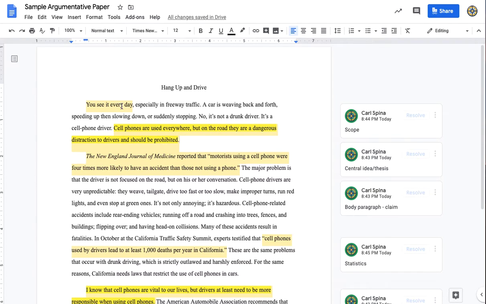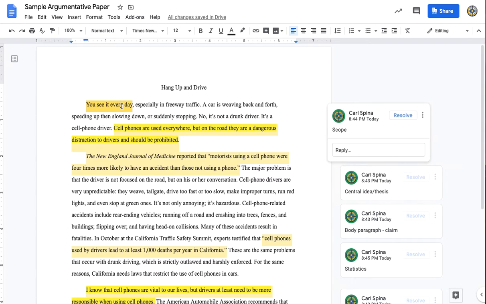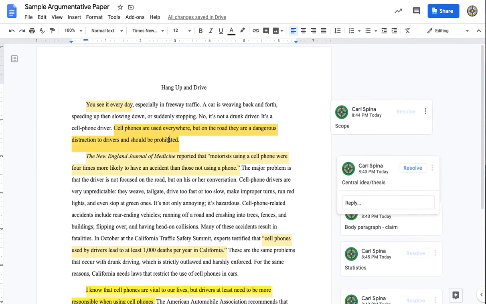So I've identified 2 components. One is the scope, like how many people are impacted by this. Here the author is saying you see it every day. So they're talking about the general reader sees it all the time. So all of us are impacted really by this. The scope of the problem is every driver and every passenger, I suppose.